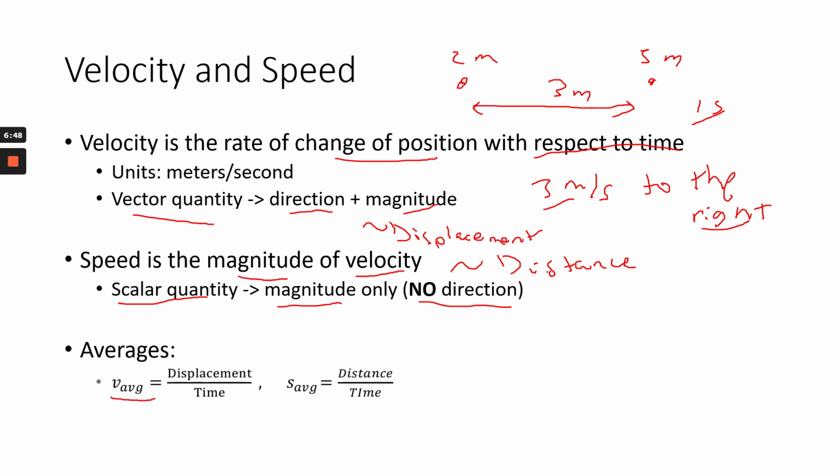And there's also a way to calculate average velocity and average speed. Average velocity is displacement over time. Average speed is distance over time. We'll cover this in the next slide where there's an example problem.